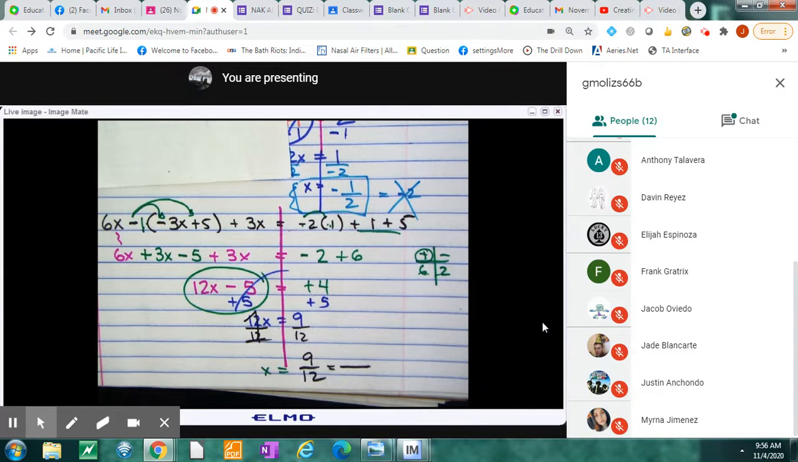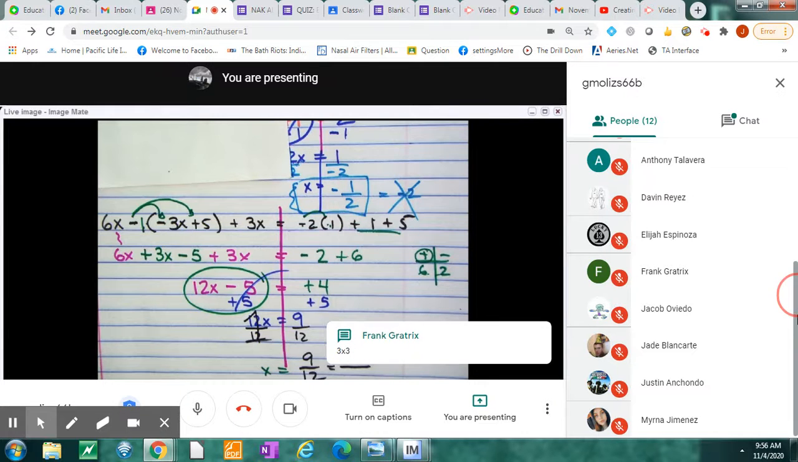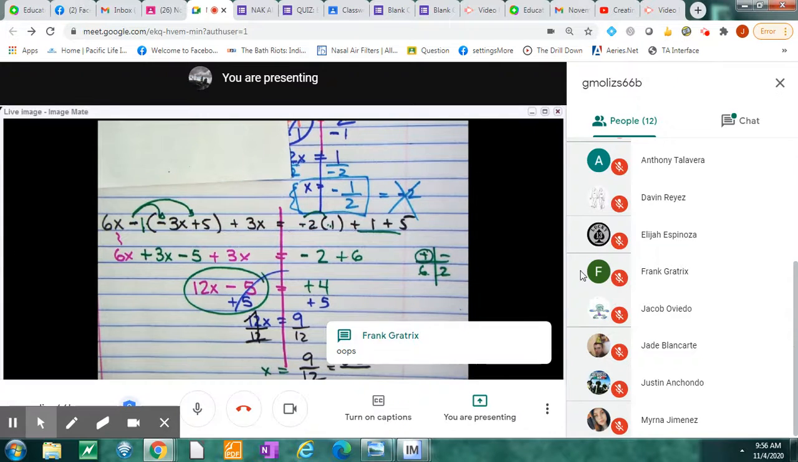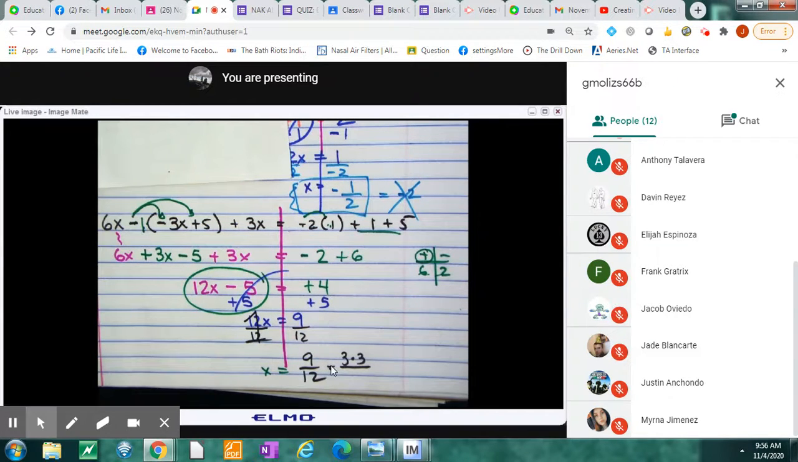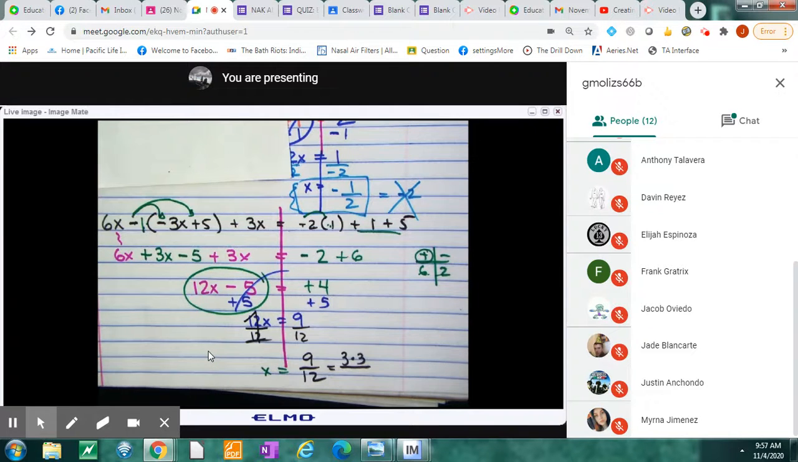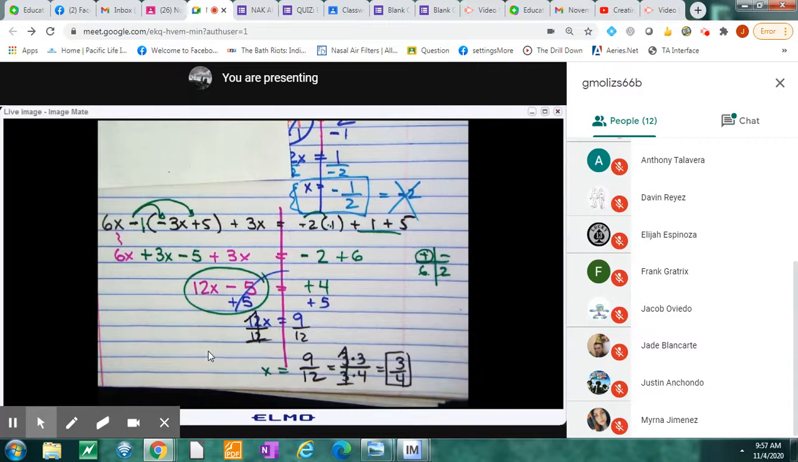So what's your multiplication of 9? Anybody? Let's see, Jacob, what's your multiplications of 9? Yeah, 3 times 3. So I'll put the little dot. And what about 12? What about this 12 here? 3 times 4, right? So 3 times 4, and that's going to go down right there. So what's my answer? 3/4. So there's your answer. X is 3/4.